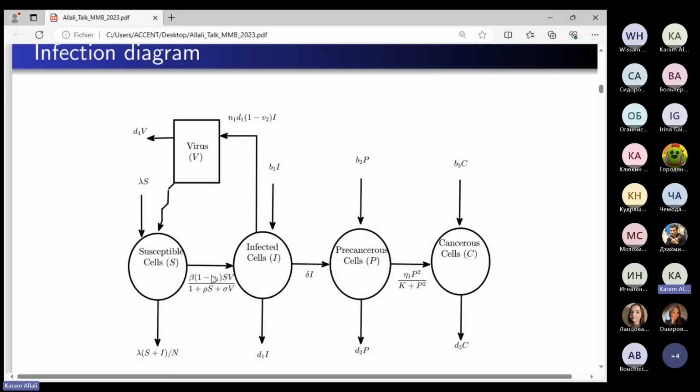Here we have taken two controls. In the optimal control problem, we have taken two controls, V1 and V2. The interest of V1 is to minimize the infection force between virus and susceptible cells. It means that we minimize the infection rate. For example, when V1 is equal to 1, it means that there is no infection, and when V1 is 0, we have the maximal value of the infection.